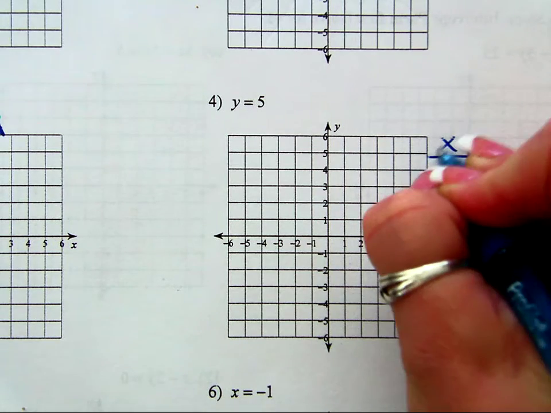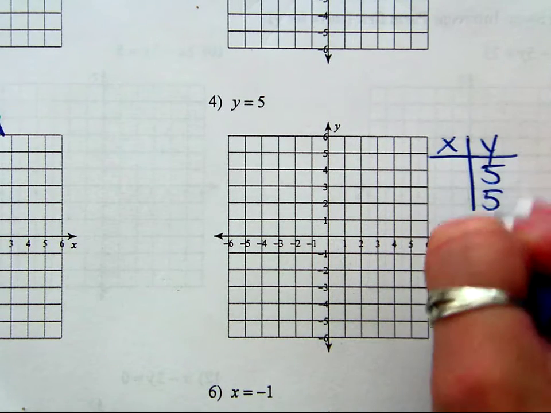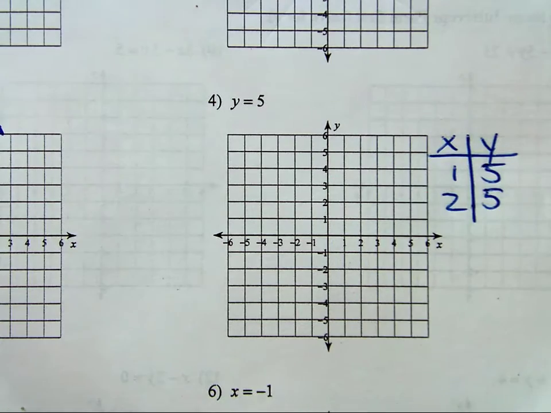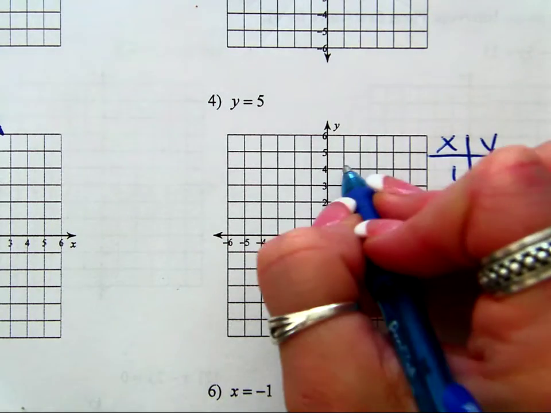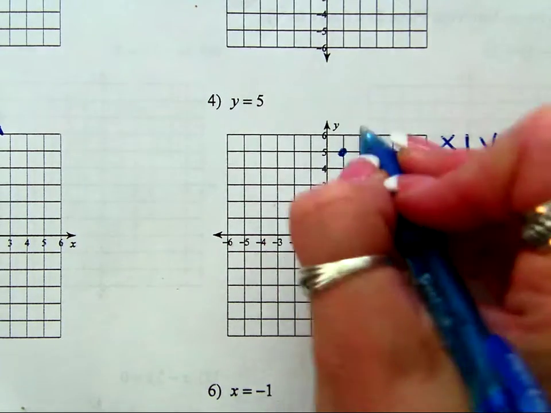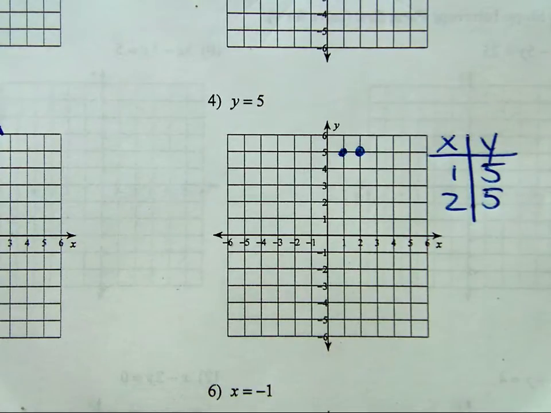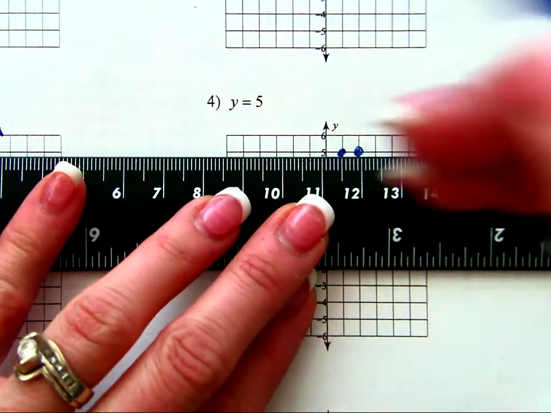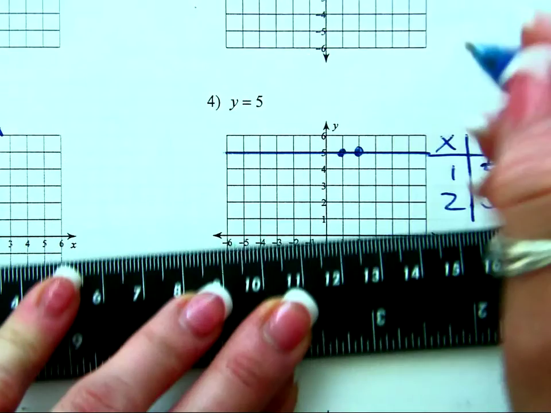Make all your y's 5. Do 2 points. That's all you need. Do 1 and 2 here. And plot it. 1, 5, 2, 5. Oh, okay, that's the horizontal one. That's what I thought. I just wanted to make sure. It took me like 5 seconds to do that. So instead of guessing, be really thoughtful about it. Think about how you could figure it out.